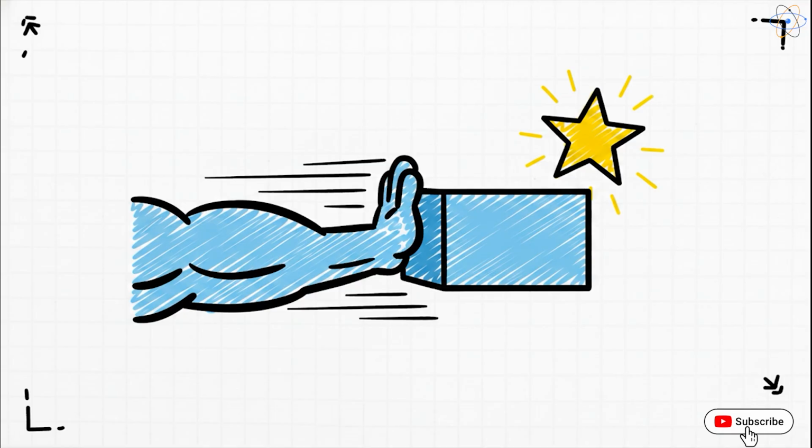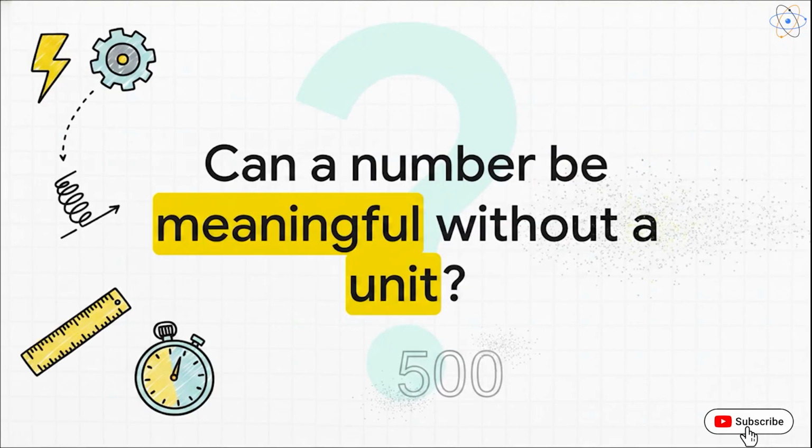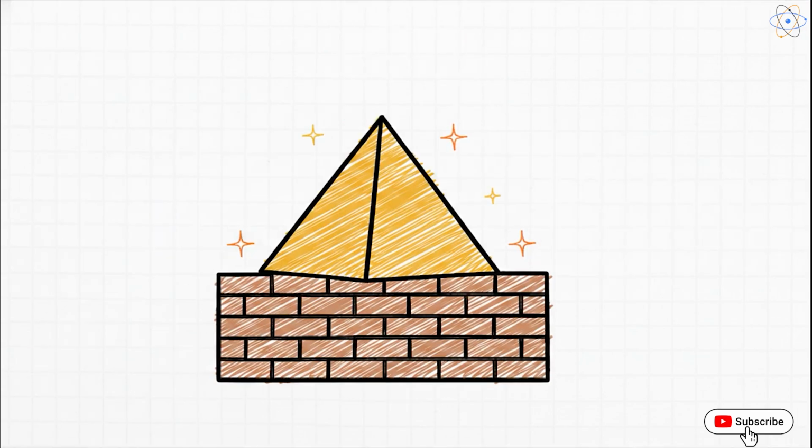Okay, our final and honestly most crucial question of the day. Can a number in physics actually be meaningful without a unit? Imagine seeing the number 500 sitting next to the word joules. Now take away the unit. Poof, we're just left with an isolated 500. Does that number actually mean anything to us anymore? The answer is rarely. With the exception of just a handful of very specific dimensionless quantities, a number without a unit is physically incomplete and scientifically completely meaningless.